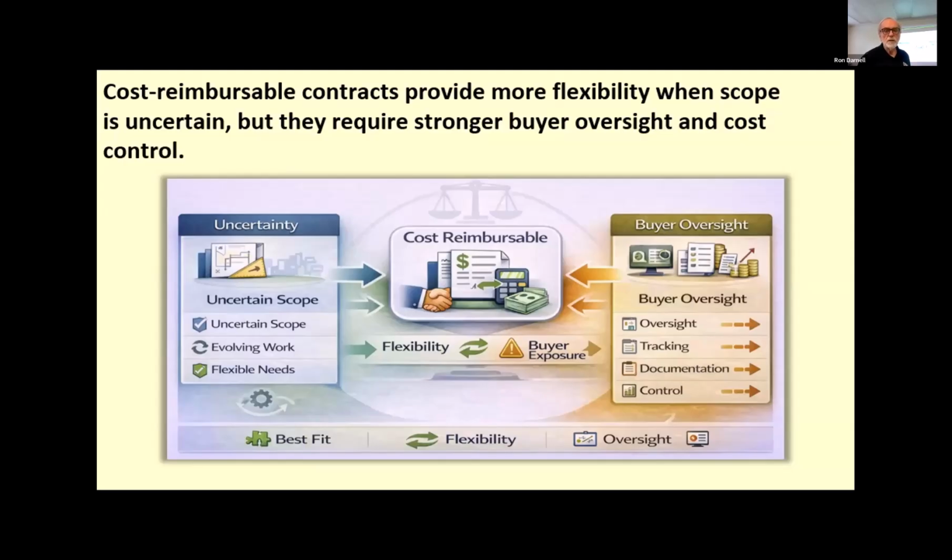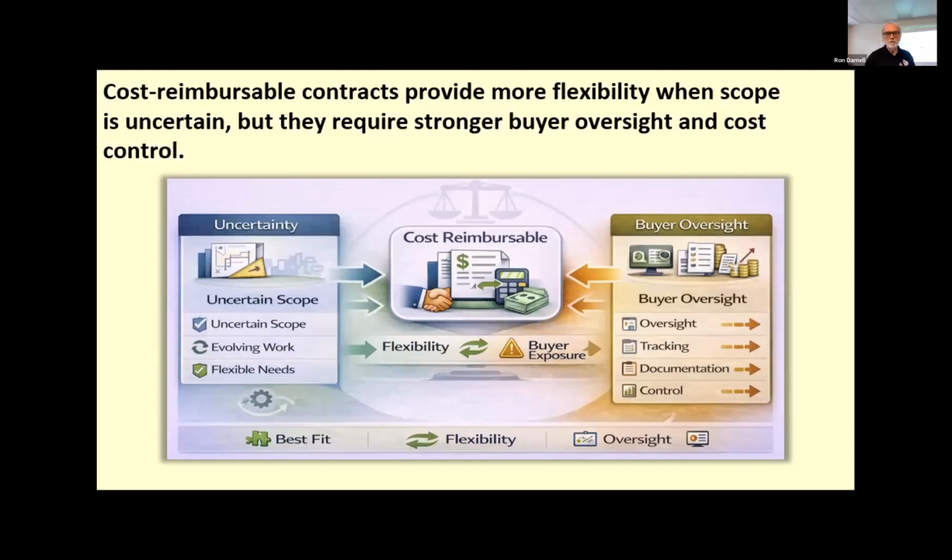Cost reimbursable contracts provide more flexibility when scope is uncertain, but they require stronger buyer oversight and cost control. These contracts are often more appropriate when the work can't be defined with well enough precision to support a realistic fixed price agreement. From a project perspective, you generally want to lean towards the fixed price because most of the financial risk and performance risk is on the vendor. But if you can't, you can move into a cost plus.